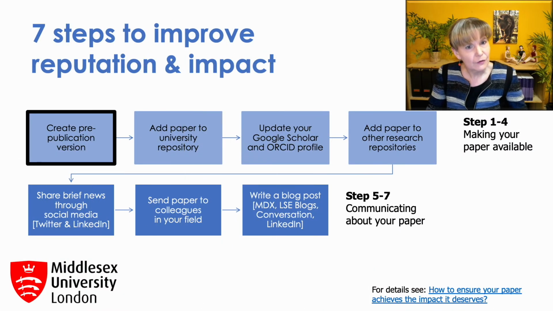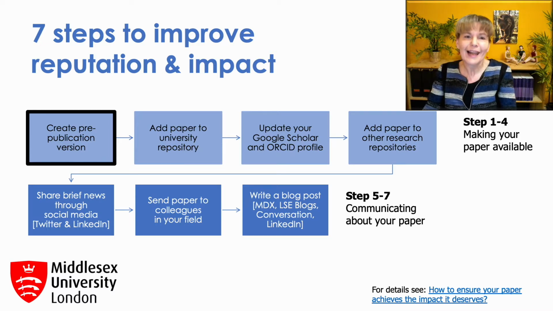Now, the first thing to do, as soon as you have your paper accepted for a journal, is create a pre-publication version. So what's that, a pre-publication version? Well, it's basically the paper that was accepted for the journal, but not in the journal formatting. It's your own formatting. Now, nearly all publishers allow you to share this pre-publication version on the various social media. I would say probably about 90%.